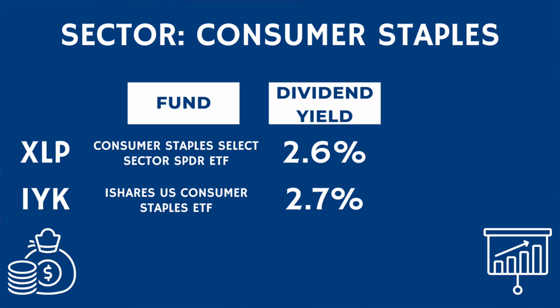XLP with a yield of 2.6%, IYK with a dividend yield of 2.7%. Again, not a huge fan of that higher expense fee for IYK. However, when we look at total performance, it's been backing it up.